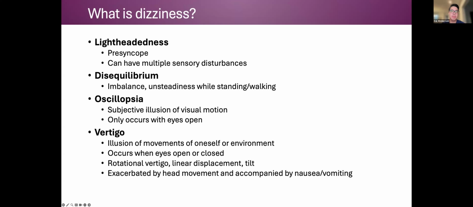Patients can have oscillopsia, so just like vision shaking, and that could happen with acquired nystagmus, changes to the VOR, and this only occurs when eyes are open. And of course, vertigo is going to occur both when your eyes are open and when your eyes are closed. And so there's different types of vertigo. There's rotational vertigo, linear displacement, tilt, and sometimes vertigo can be exacerbated by head movement.